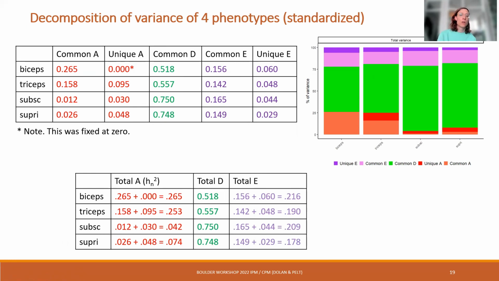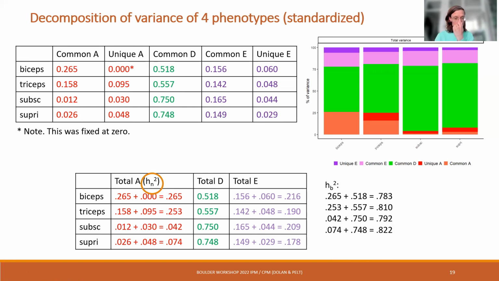To get to the narrow sense heritability, we simply have to look at the additive genetic variance, but we are looking at the total additive genetic variance. So we add up the common and unique additive genetic effects. This column here is the narrow sense heritability, the total effect of A. To get to the broad sense heritability, we simply add the total A effect and the total D effect, and of course the total D, remember, is only due to the common factor. So these are the broad sense heritabilities.